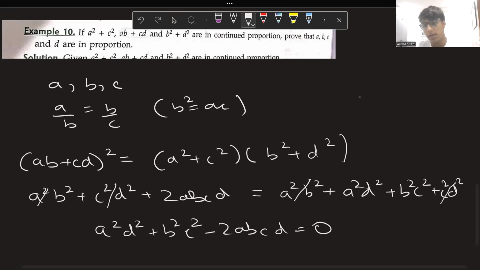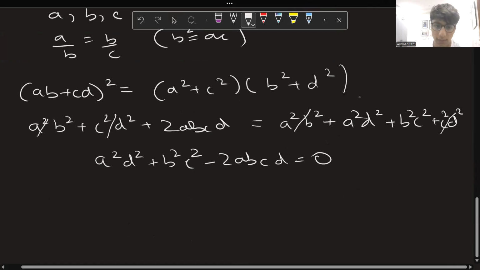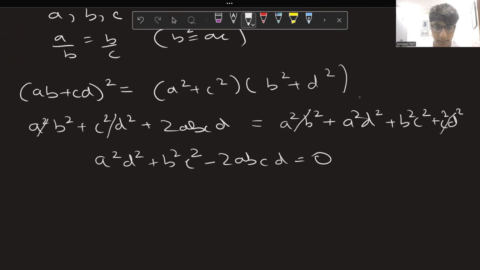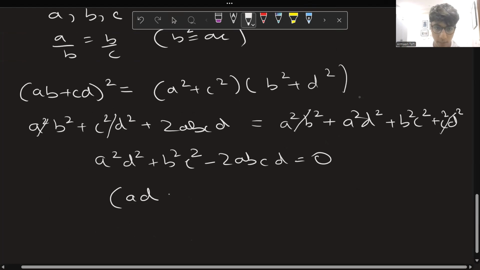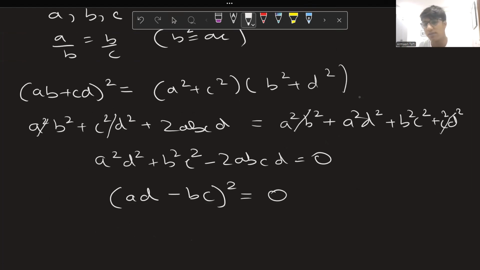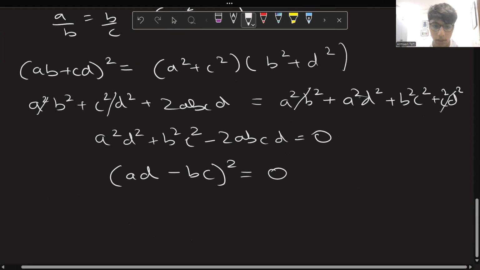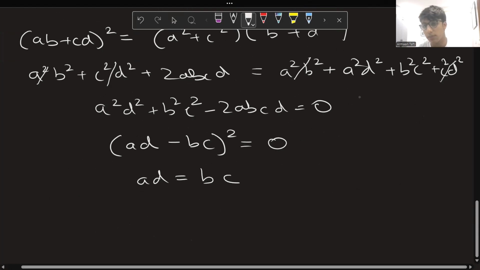Now once again, I take you back to your junior classes. a square plus b square minus 2ab. This is your a minus b whole square identity. So you can simply write this as ad minus bc whole square equals 0. And then we've done lots of quadratic equations, so I'm sure you know that over here, using the zero product rule, you get ad equals bc. And that is what we had to prove, that they're in proportion.